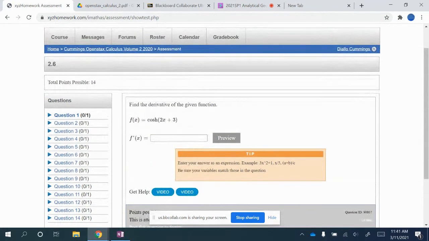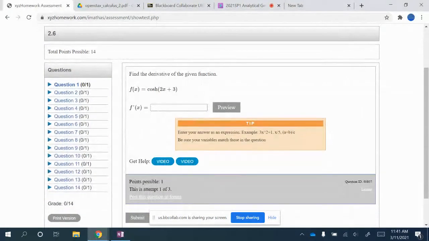So notice that if we're working with a composition of functions, which means we have an outermost function and an innermost function, we must take the derivative for the outermost function times the derivative for the innermost function.